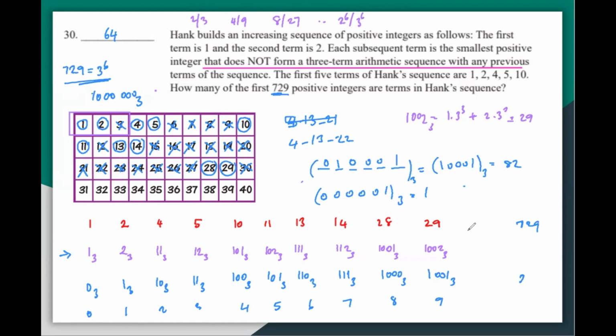Anyway, that was an interesting problem. At first, it has nothing to do with the base system when you read the problem, but when you start exploring, sometimes you need to think of the number 3 as well. So that was what we did in this problem.